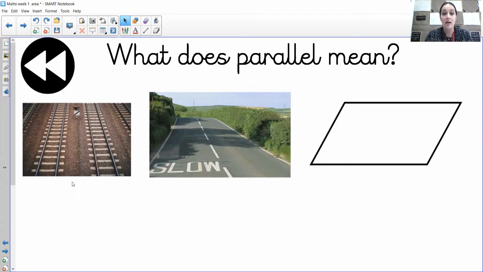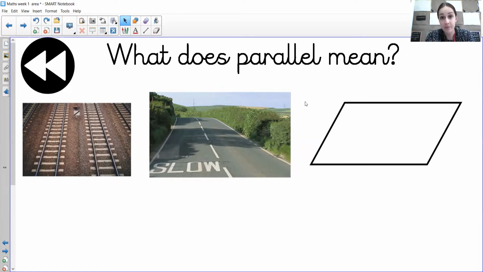Same as most roads, their lines are parallel because they don't suddenly go like this, because then there wouldn't be a road for the cars to drive on. So when we're talking about parallel lines, they are two lines that do not meet. Okay, say it with me. Parallel lines are lines that do not meet. Okay, you might have to write that down into your jotter. So write today's date. You can write the what if you want to, if you really want to do it properly. And then what does parallel mean? It's two lines that do not meet.